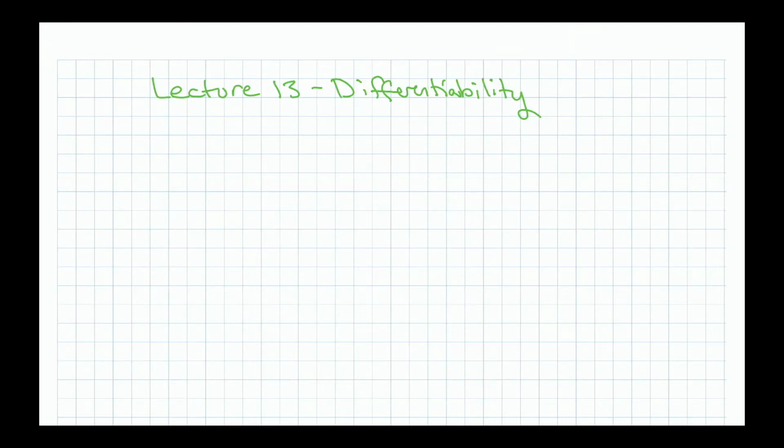Okay, everybody. So what we're going to do today is look at differentiability, which is not a bad topic. Pretty easy actually, compared to some of the stuff we've been doing. Definitely one of the easier topics. So let's just get right into it then.